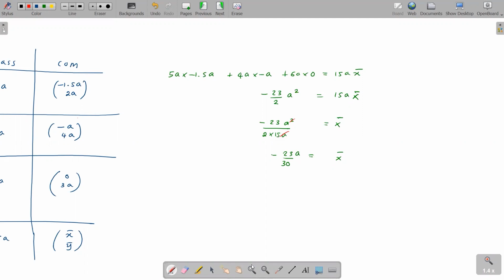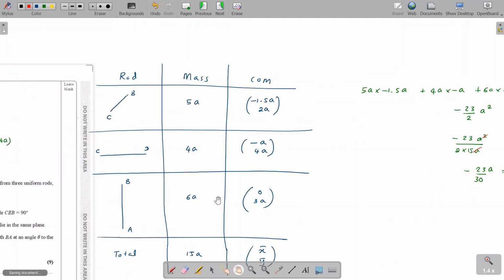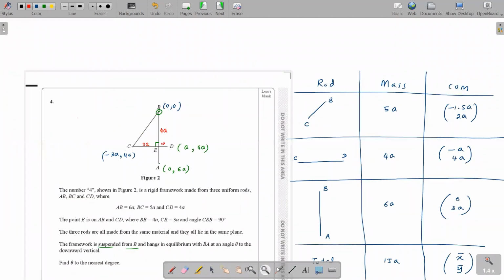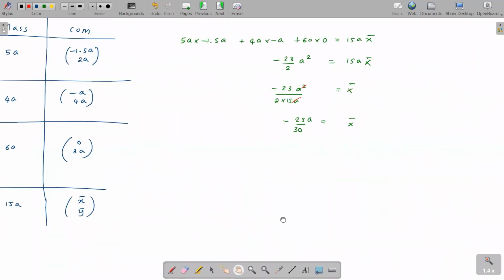Okay, so this is the center of mass distance from B. Basically, minus means my center of mass coordinate is to the left. My G value is to the left of the framework, left of the BA line. That's why it's negative, because I use the left side as negative. Then let's get the Y coordinate as well.